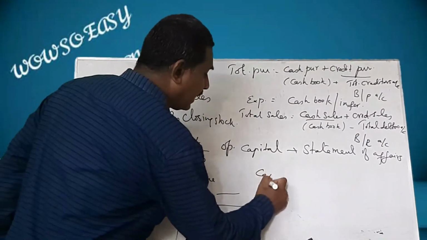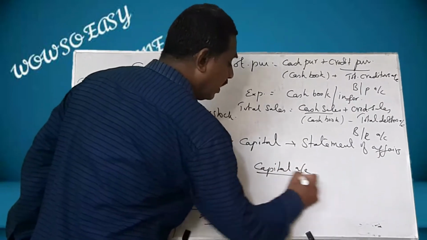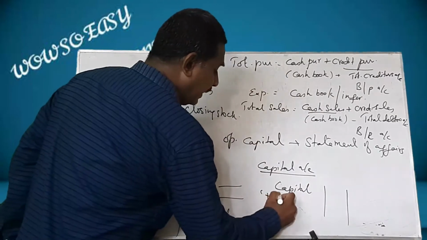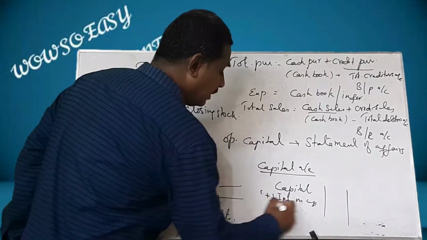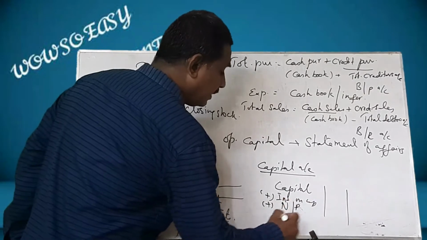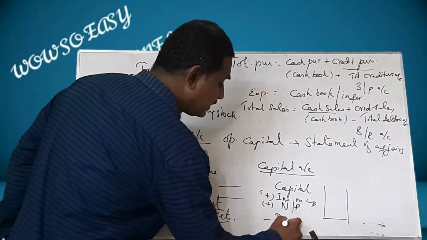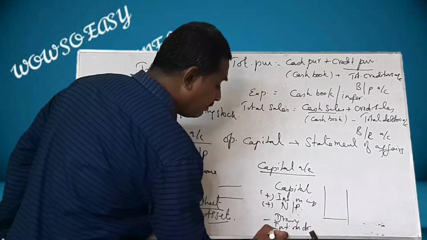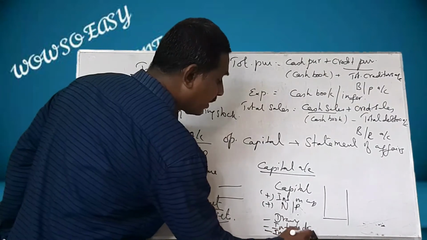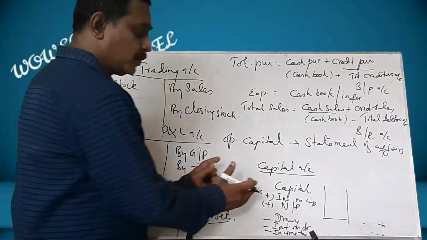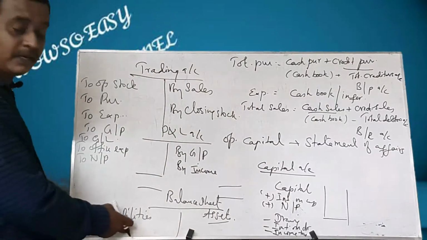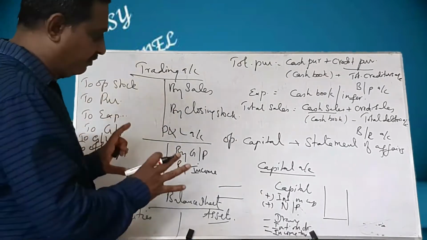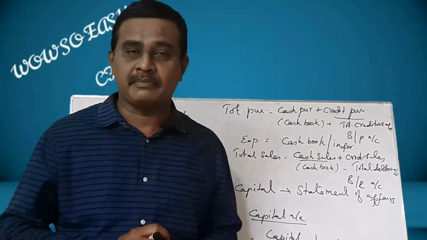What is the capital account? Capital account is equal to, how will it come? Capital plus interest on capital plus net profit minus drawings minus interest on drawings minus income tax. This is the format of the capital account. Actually, this will be shown on the liabilities side. I don't have space, that is why I have written it here. And this is the way in which we calculate under the conversion method.